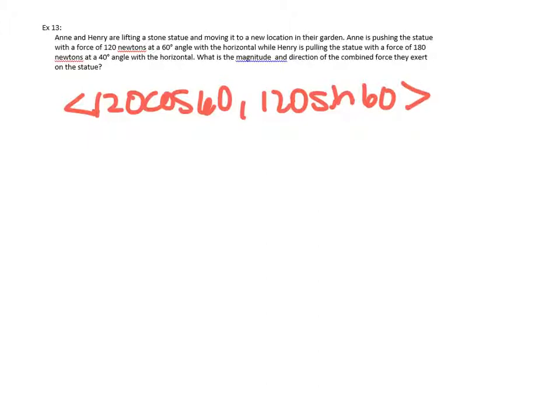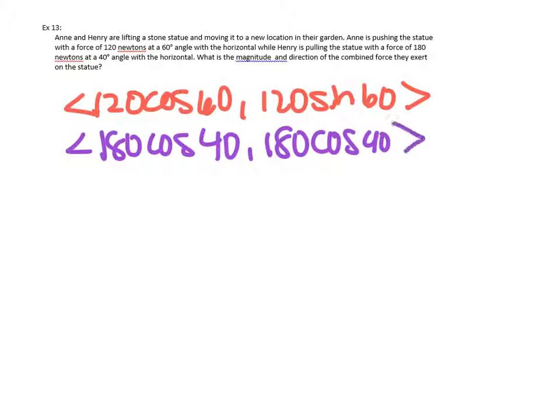Okay, lastly, word problem. Anne and Henry are lifting a stone statue and moving it to a location in the garden. Anne is pushing the statue with a force of 120 newtons at an angle of 60 degrees with the horizontal. So that as a vector is 120 cosine 60, 120 sine 60. While Henry is pulling with a force of 180 newtons at an angle of 40 degrees. So you have two forces acting together. I want to know what is the magnitude and direction of the combined forces they exert on the statue.